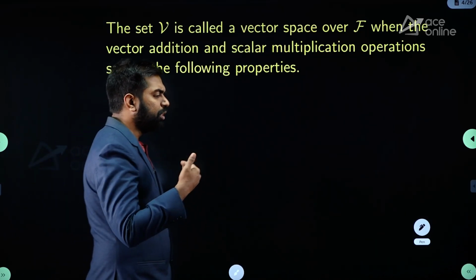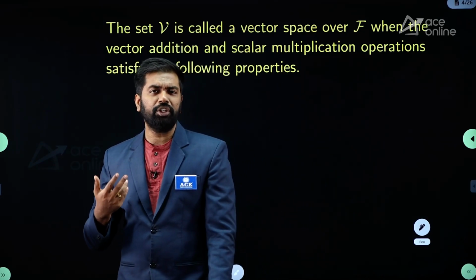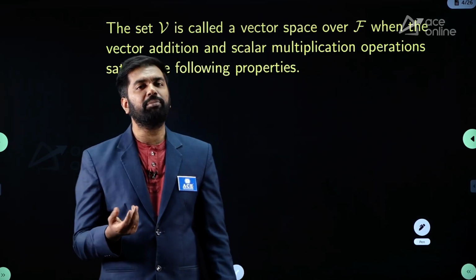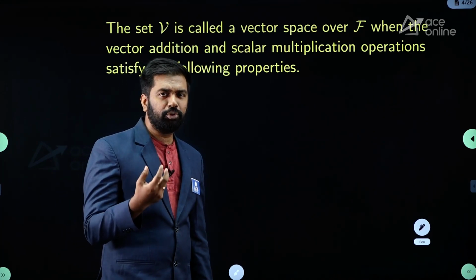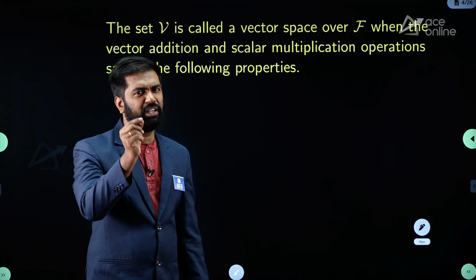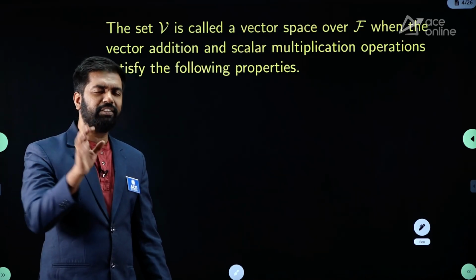There are two sets of conditions. One is related to vector addition, the other is related to scalar multiplication. Those conditions look simple, but when it comes to solving problems, you might feel a little difficulty. You can even avoid that, and you can easily solve the problems.